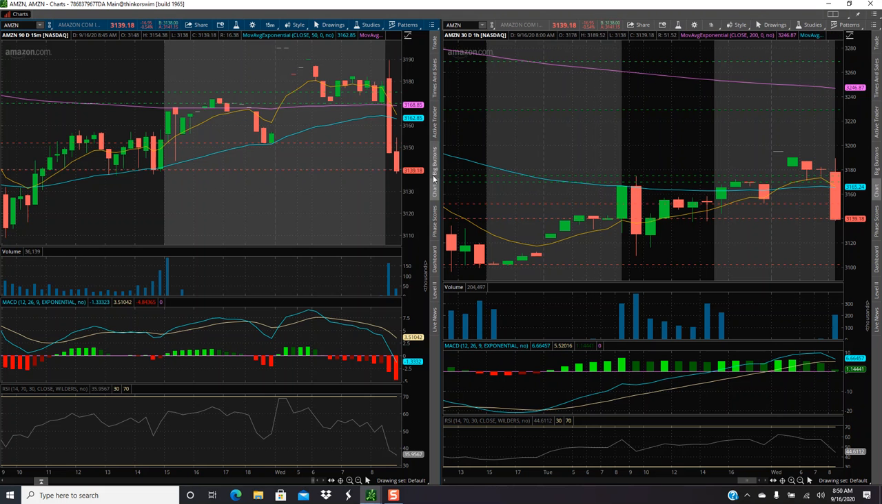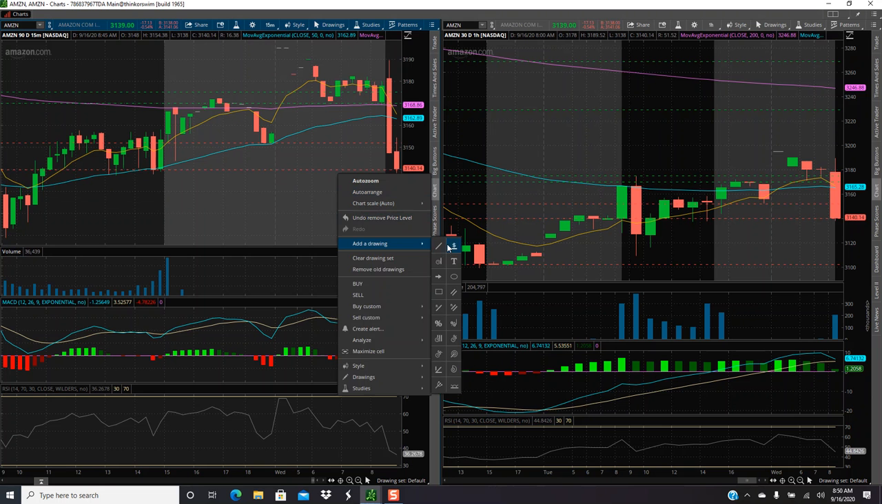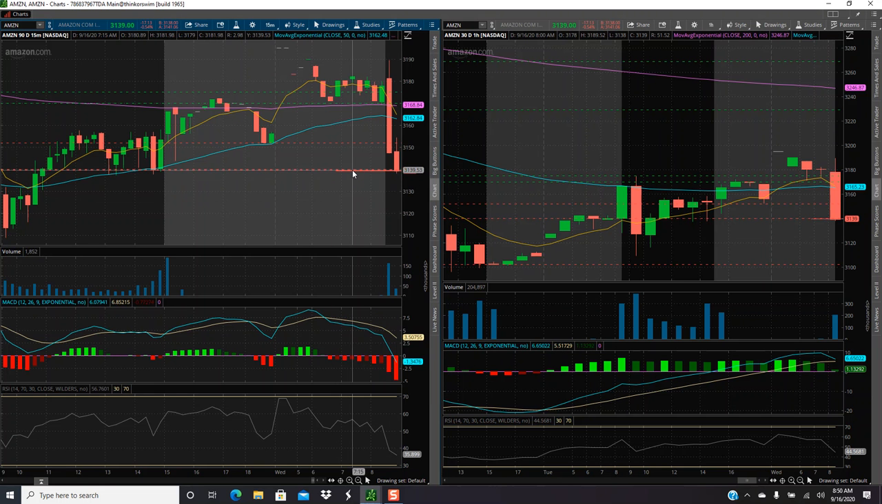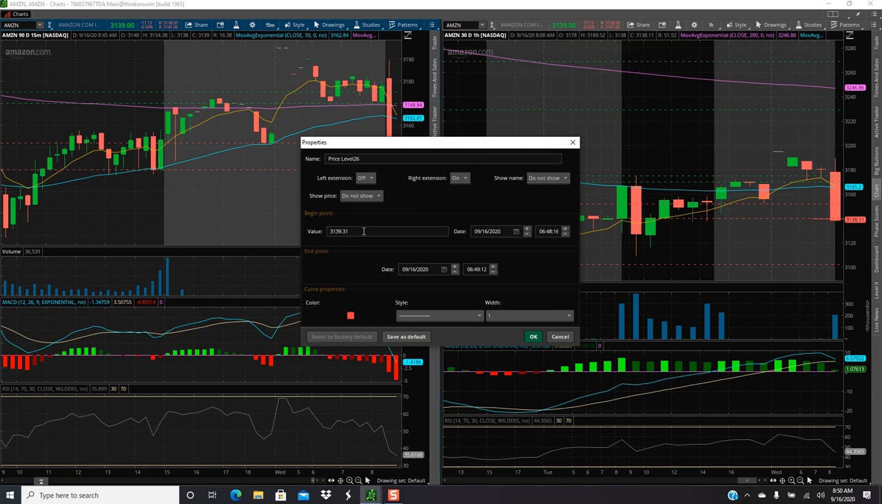So it looks like I bought around this area. 0, 39. Alright. We'll make a line there at 39. Hopefully we can see it. Just keep our eye on it.